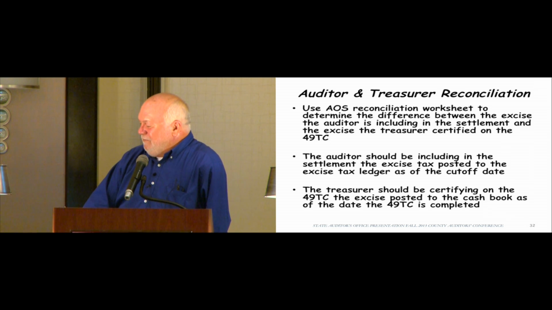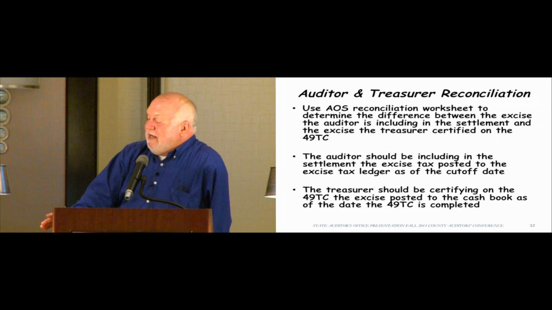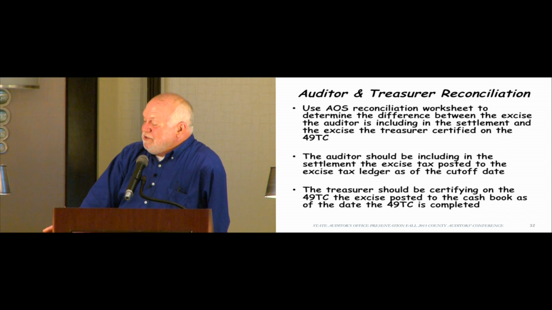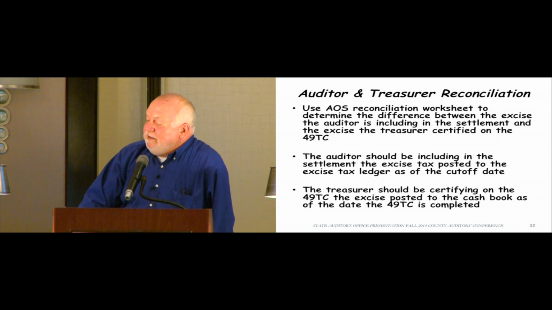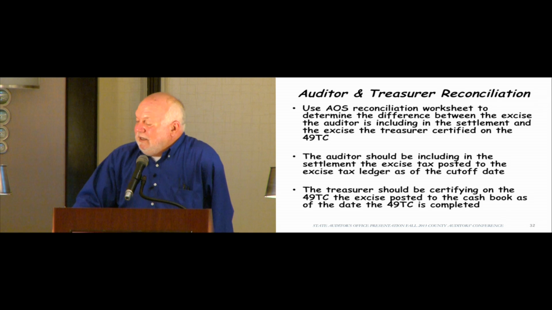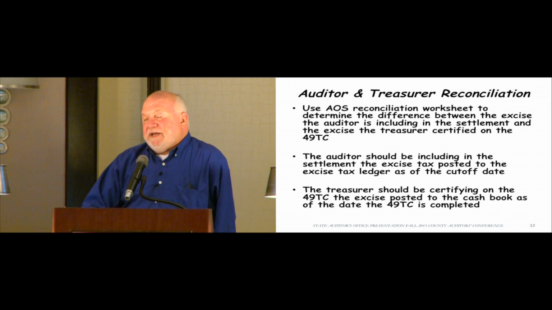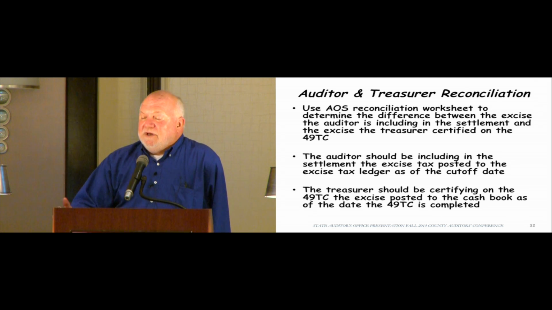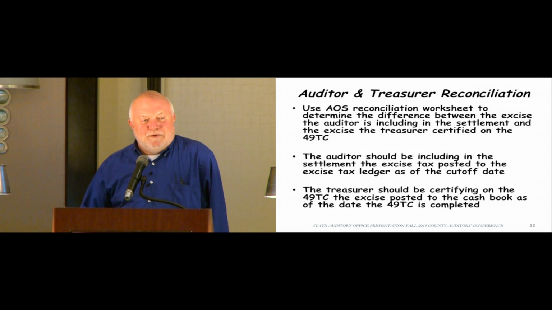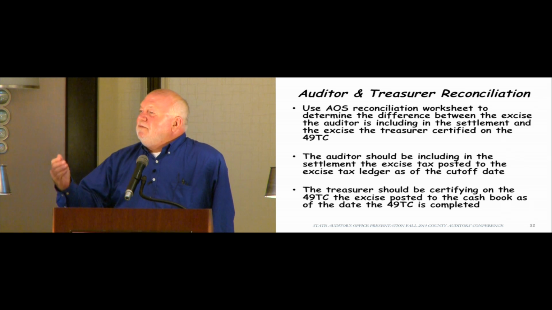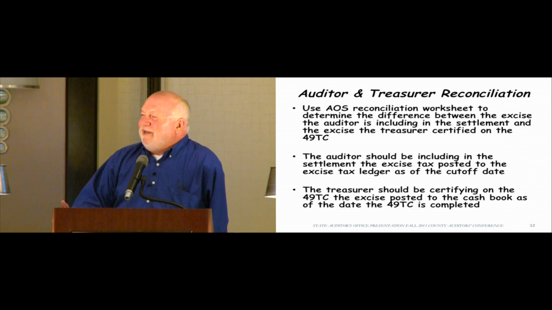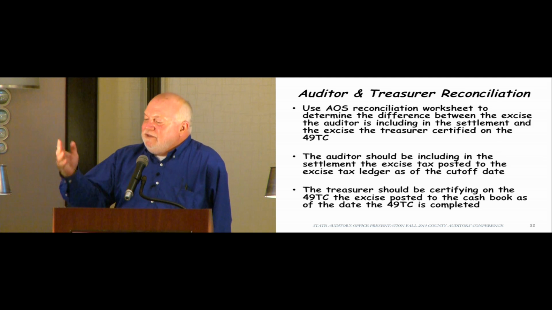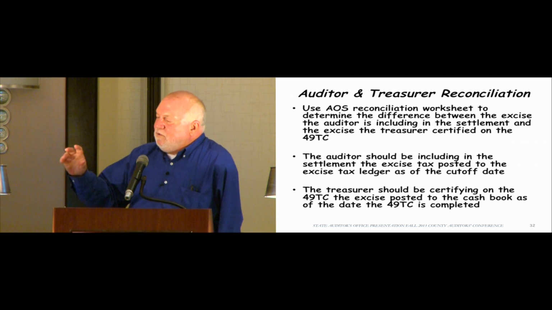If you cut off at the end of September on your excise, and then the treasurer certifies on November 20, then the differences are going to be the excise that the treasurer received from October 15th through November 20th. That's acceptable. That's what it should be. And then whatever you did with the excise tax cut replacement could work in there somewhere.